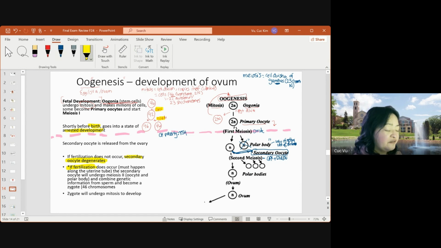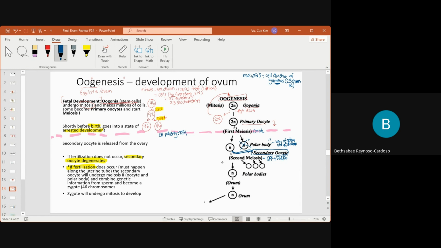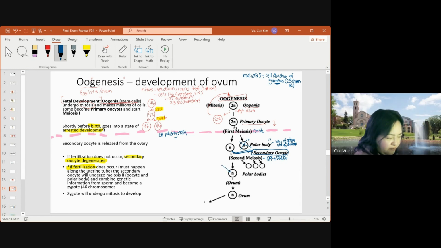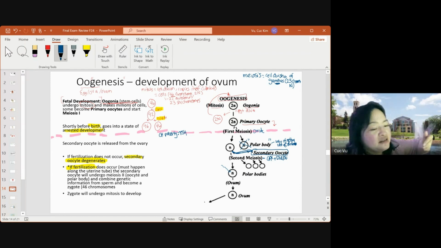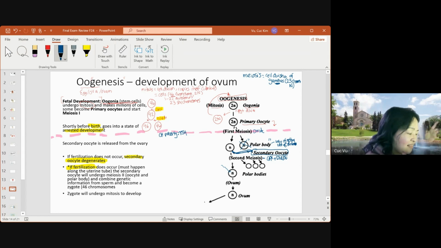If it does get fertilized, though, if fertilization does happen, remind me, what does fertilization mean again? The sperm made it into the ovum. There you go. The sperm penetrated the ovum. The minute the sperm breaks through that wall, that shell, that secondary oocyte is going to undergo meiosis 2. Again, did it have to? No, because it's already reduced to 23. Why does it have to? Because that's just a nature process.